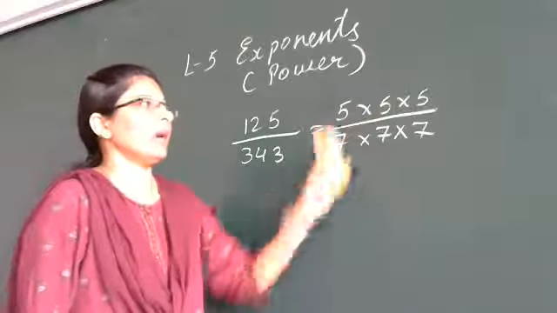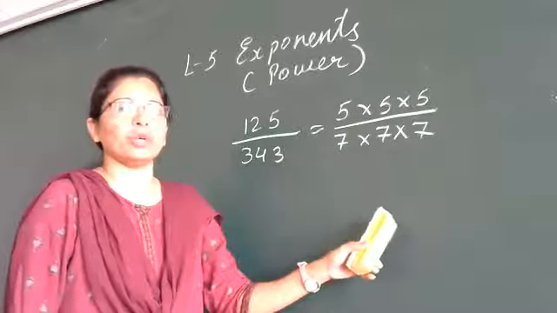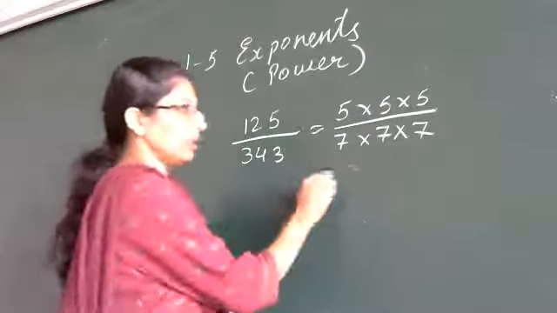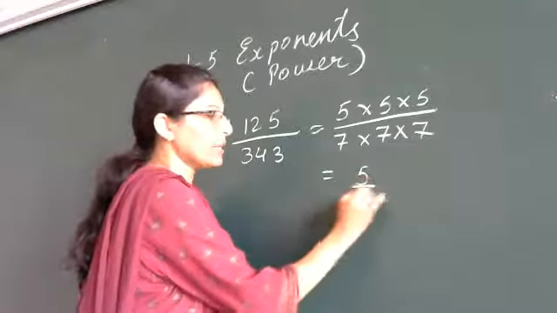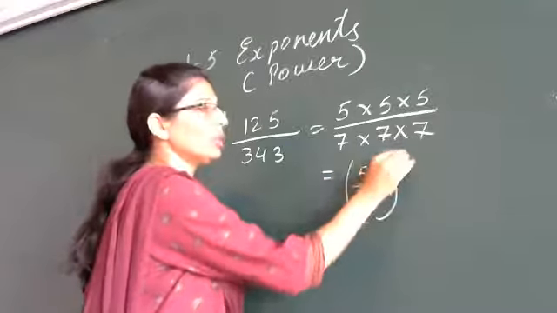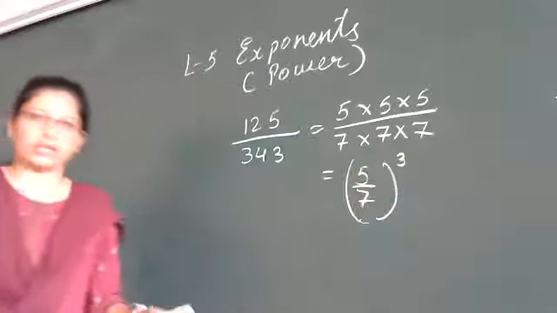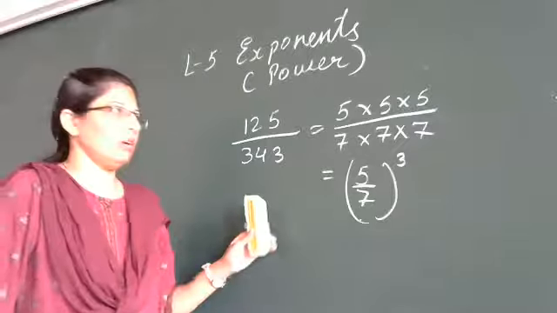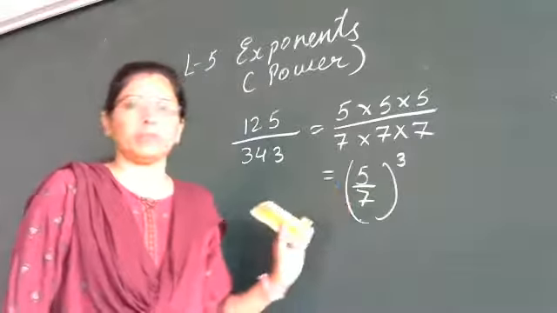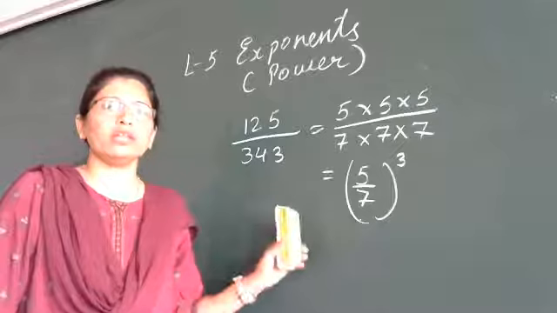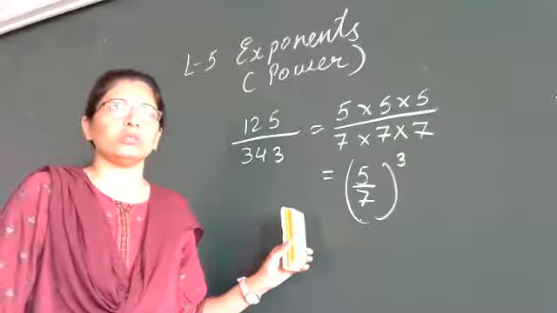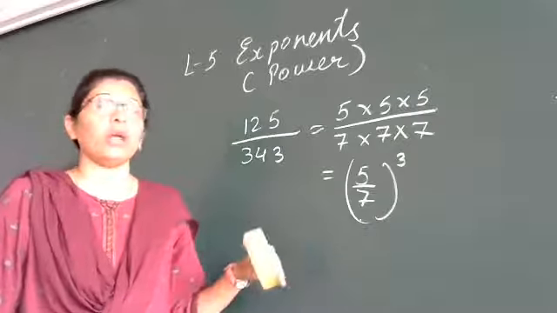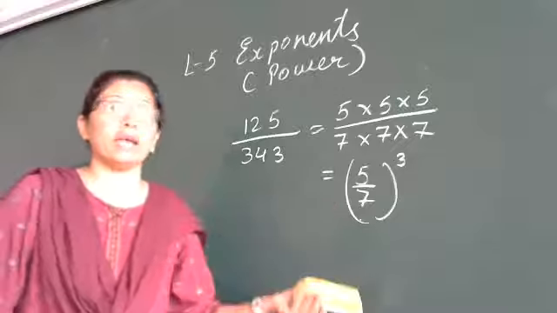So these numbers, how can we write in exponential form? 5 5 5, 7 7 7, so 5 power of 3 and 7 power of 3. Okay. Understood how to do? Yes, ma'am. Okay, so now next is finding the value.